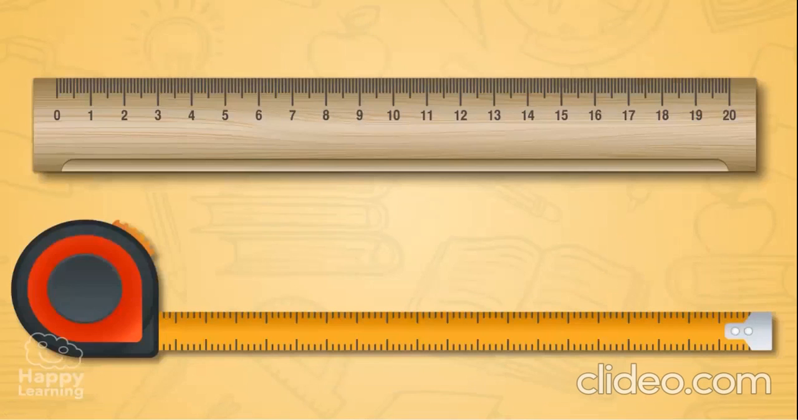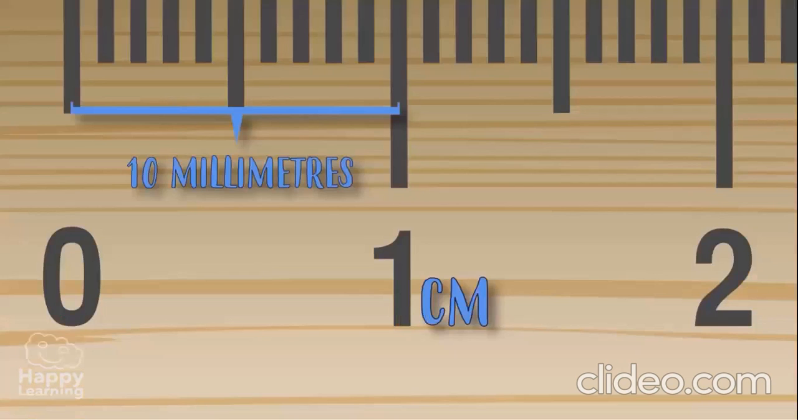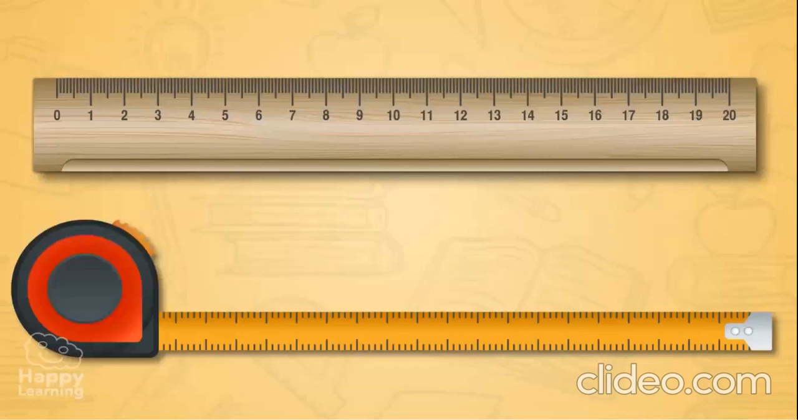We use rulers to measure short distances, and we also use meters. But when we want to measure longer distances than a meter, we use kilometers, okay? That is exactly 1,000 meters.